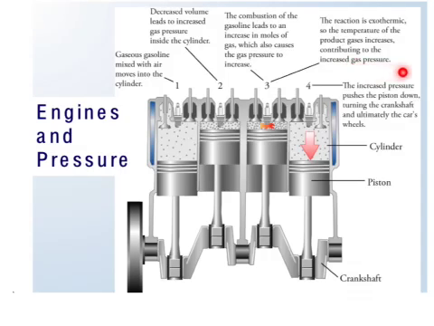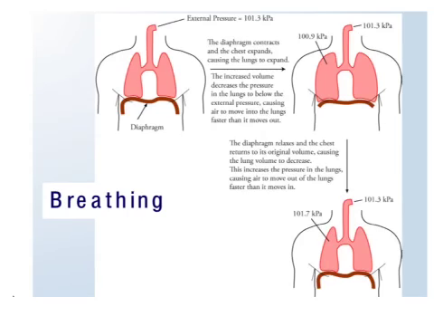This reaction is very exothermic. The temperature will increase, and that contributes to even more increased pressure. By changing the pressure, the increased pressure pushes the next piston down, and then turning the crankshaft, this moves up and down, that connects to the gears of your car, and that's why your car wheels move. So it all is based on the volume and pressure and number of particles of gas.